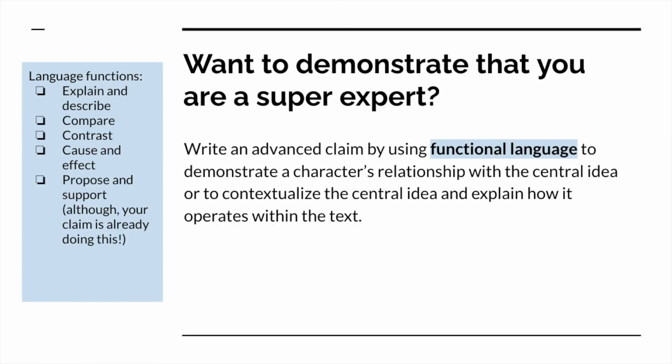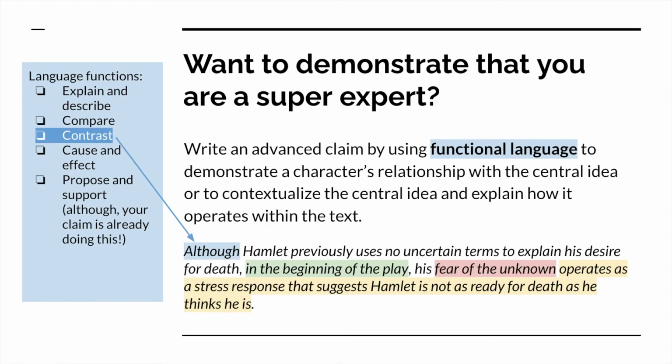There are definitely ways I could make my claim more complex, but as is, this claim is proficient. If you'd like to push for advanced, you might consider using functional language like cause and effect, compare, or contrast to contextualize your claim. So for example, I could use a contrast functional language with the word although, and make my claim more complex by saying, although Hamlet previously uses no uncertain terms to explain his desire for death, in the beginning of the play, his fear of the unknown operates as a stress response that suggests Hamlet is not as ready for death as he thinks he is.